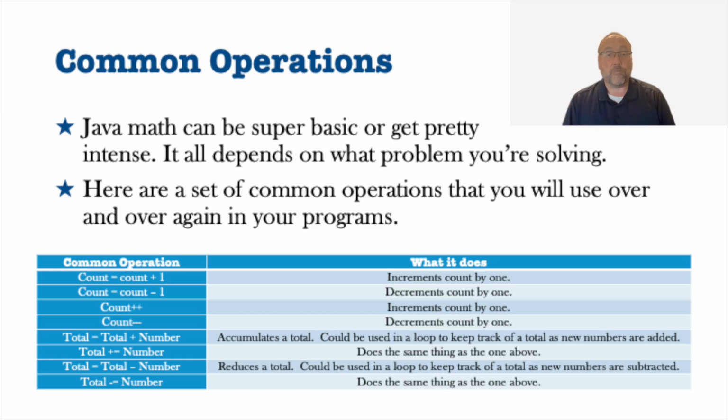We used this one on the previous slide, total equals total plus number. But you could also write that exact same thing as total plus equals number. Just makes it shorter. Sometimes it's a little harder to understand. Or total equals total minus number, and you can write that same thing as total minus equals number. Now I'm going to stick throughout this video series to the most common usages and the ones that are a little bit easier to understand.